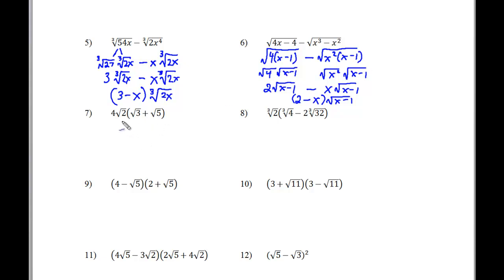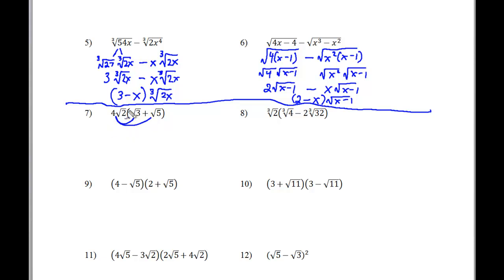Okay, now looking at problem number 7. Problem number 7 changes things a little bit, because instead of pulling something out of these square roots, what we're going to be doing is distributing. And perhaps we can get things to be a little bit more simple. So let's do a little bit of distribution from here to here.